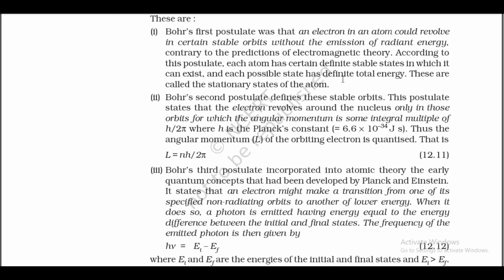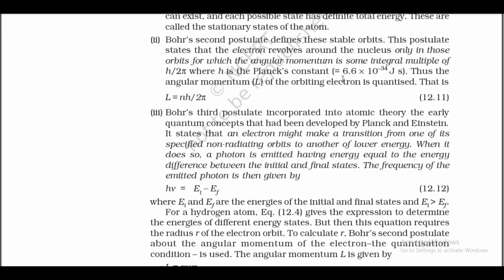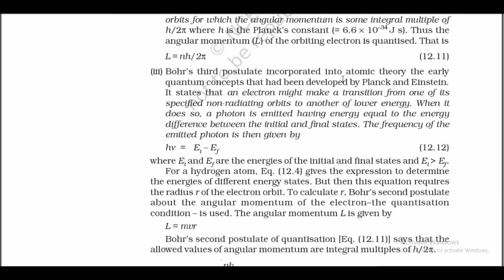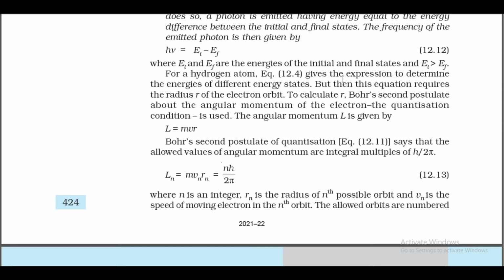It states that an electron might make a transition from one of a specified non-radiating orbits to another of lower energy. When it does so, a photon is emitted having energy equal to the energy difference between the initial and final states. The frequency of the emitted photon is then given by hν is equal to Ei minus Ef, where Ei and Ef are the energies of the initial and final states and Ei is greater than Ef.